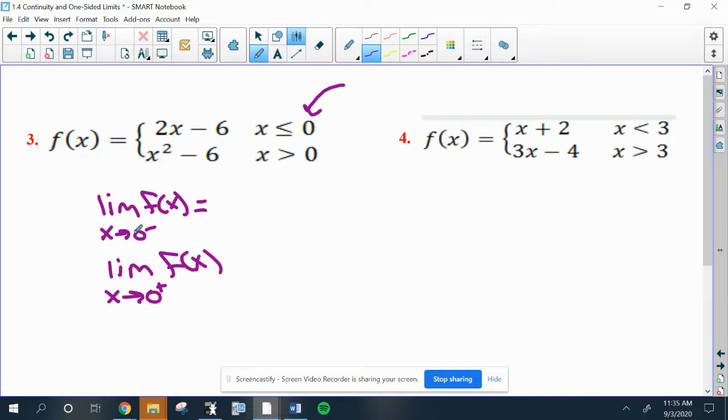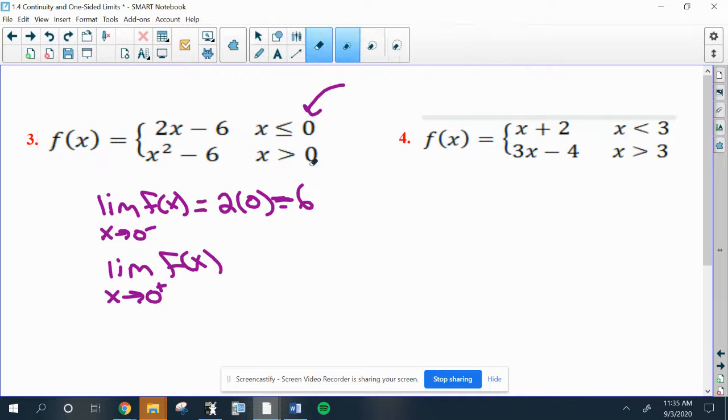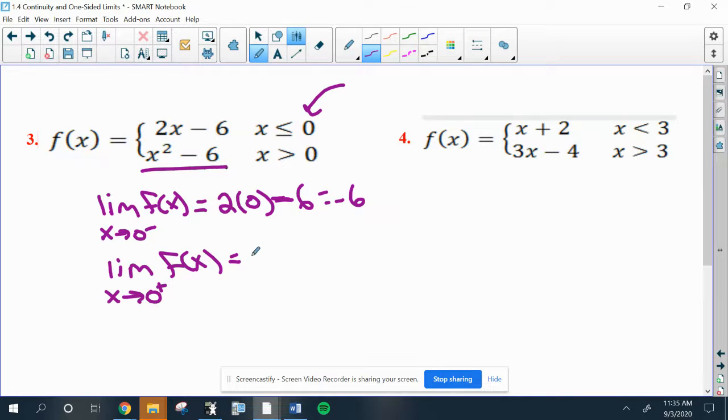Now, when you're taking the limit of this function on the left of 0, this is the function that's to the left of 0. So this would be 2 times 0 minus 6, which equals negative 6. When you find the limit of this function as you approach 0 from the right, you're using this: 0 squared minus 6, which equals negative 6.